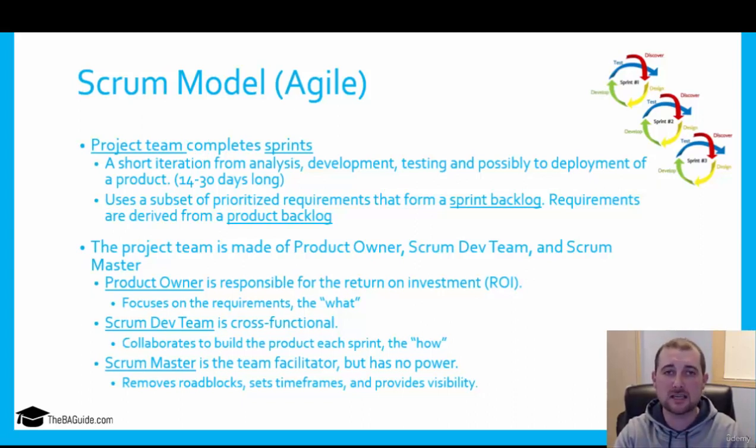The Scrum Master is the team facilitator. They don't have any power. They're just there to facilitate, make sure that they're clearing roadblocks, setting time frames and expectations, and they're communicating and providing visibility of that project and the status of that project and those sprints to executive management or whomever the sponsor is of the particular project.